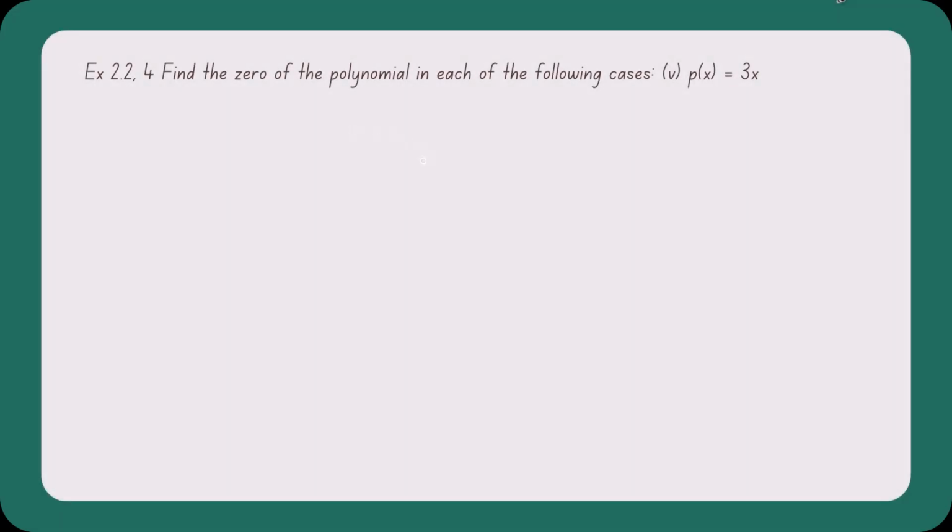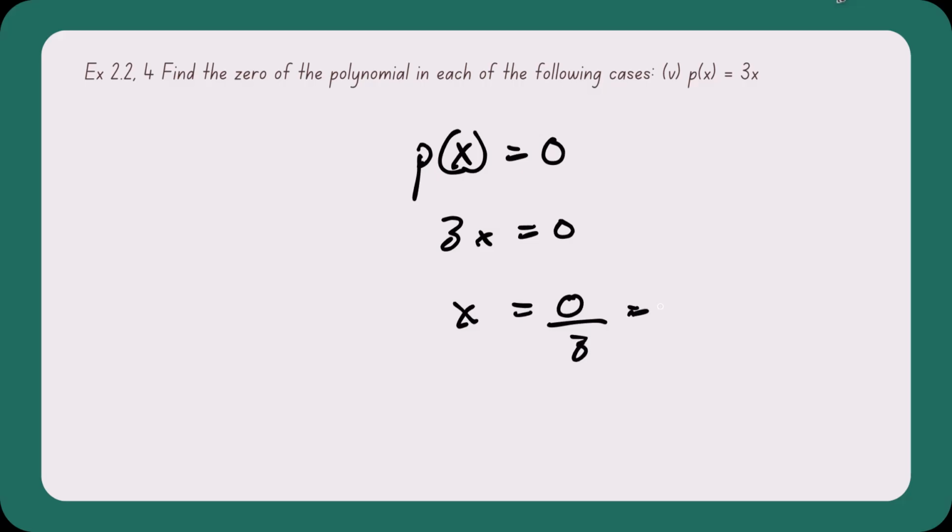What about the next? We have 3x. So p of x equated to 0, right? 3x is equal to 0. So what is x? x is equal to 0 by 3, which is 0. So x here is 0. So the 0 of the polynomial is 0 itself.